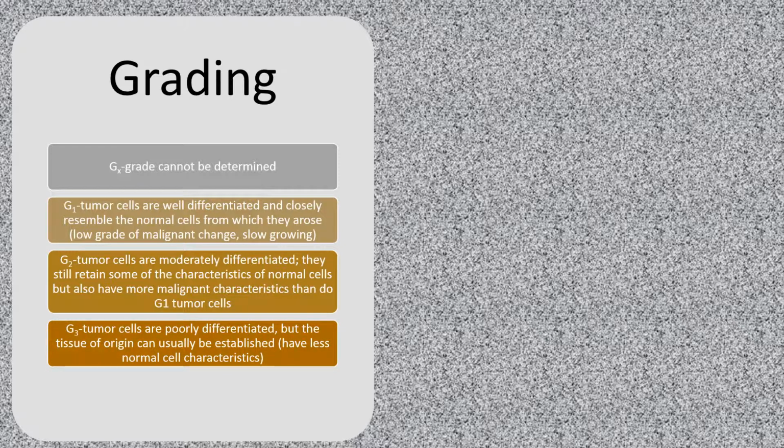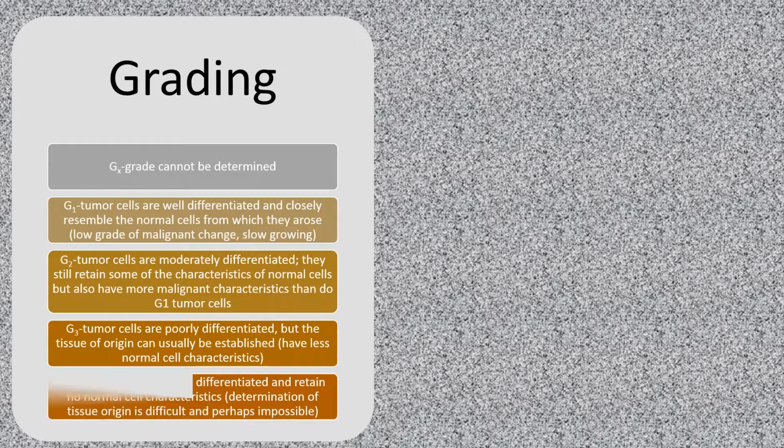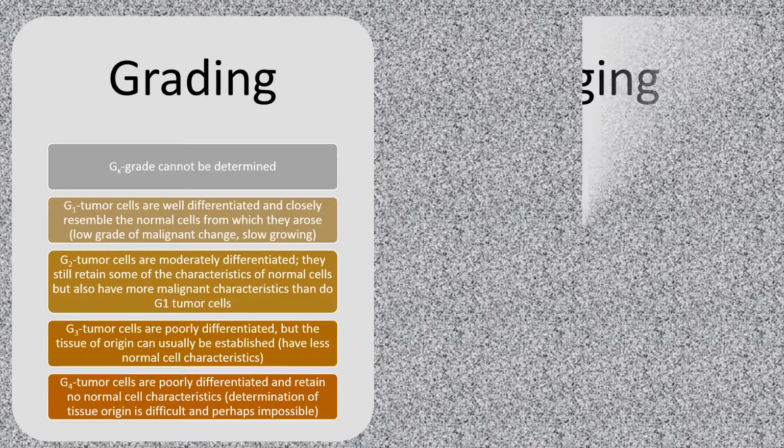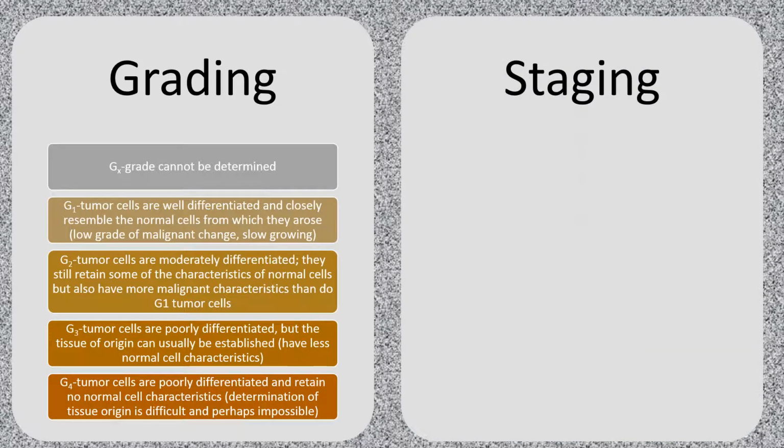G3 tumor cells are poorly differentiated, but the tissue of origin can usually be established. G4, the tumor cells are poorly differentiated and retain no normal cell characteristics. Okay, in staging we will discuss primary tumor, regional lymph nodes, and distant metastasis.